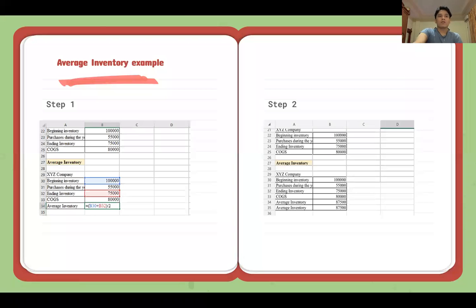And now let's take a look at the example. Let's take the XYZ company case above. We use the formula B13 plus B32 divided by 2. And we get the result in step 2. Or we can just use the formula AVERAGE, open bracket, B30, semicolon, B32, and get the same amount.